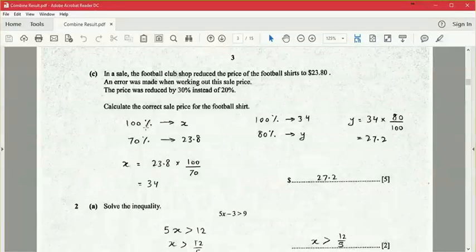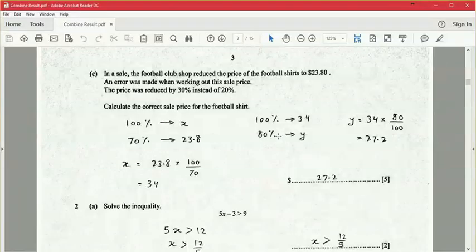So, the original price, 100%, was X, we don't know it. And 70%, which is 100% minus 30%, is 23.8. So we want to get X here. X equals 23.8 times 100 over 70, which gives us 34.